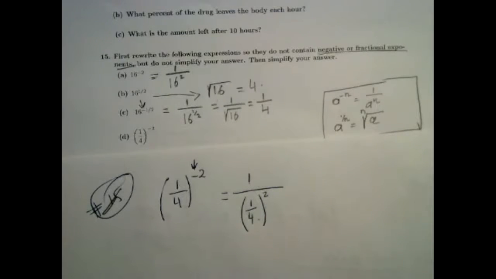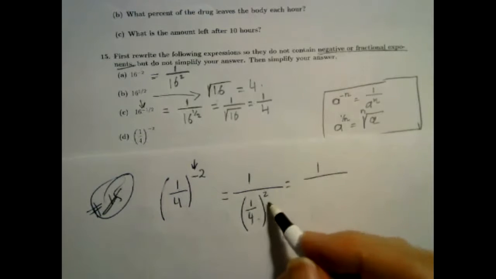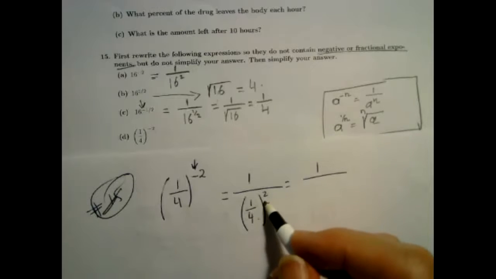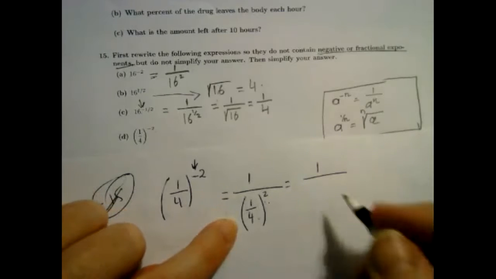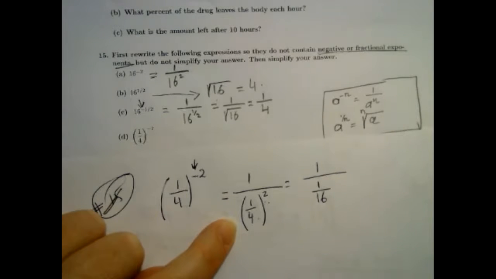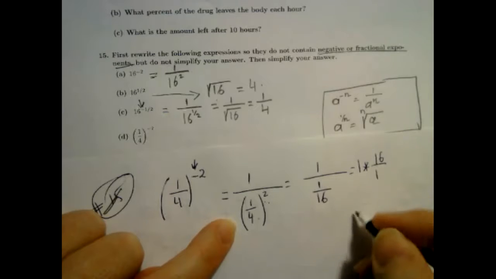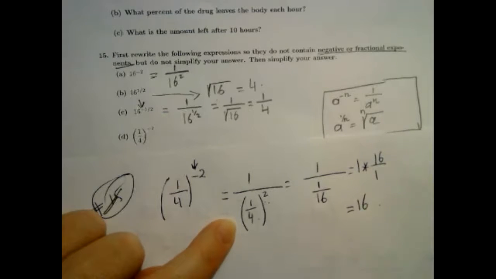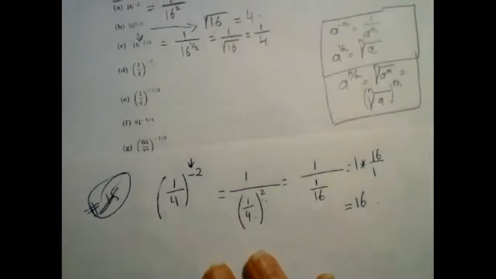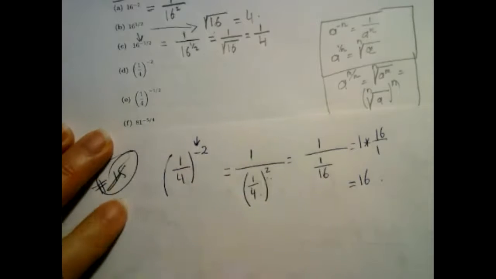After that, I can simplify. It means 1 over this, squared. Be careful, that's not a half. 1 over 4 squared means 1 over 4 multiplied by 1 over 4. This is 1 over 16, which is 1 times 16 over 1, which is 16.